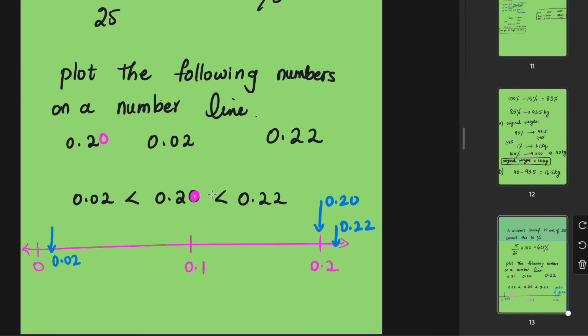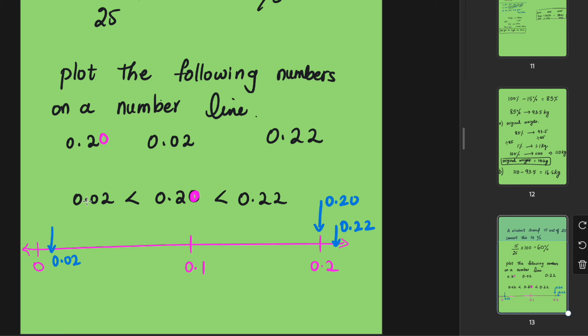Then understanding the decimal numbers and their value is helpful. So 0.2 can be treated as 0.20. 0.02 is a very small number. It's like 2%. And then 0.22 is 22%. So in the order, if you look at it, 0.02 is the smallest one.